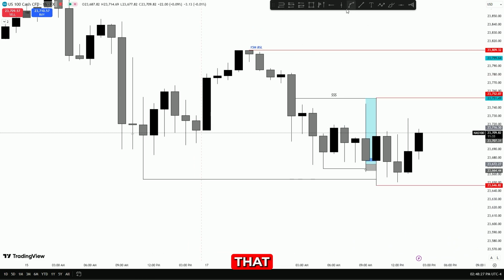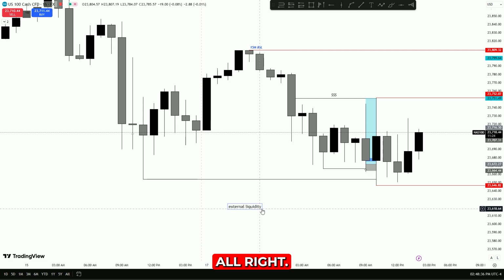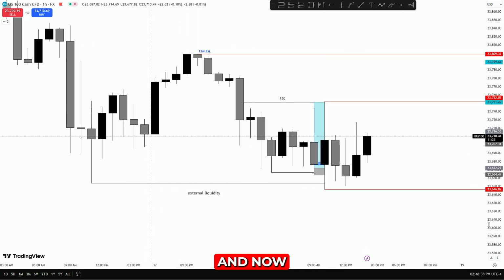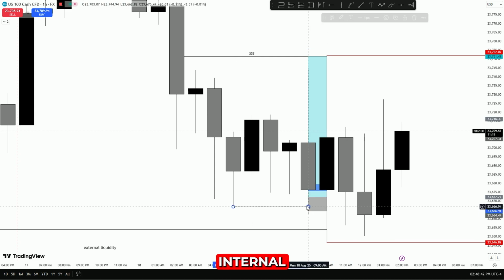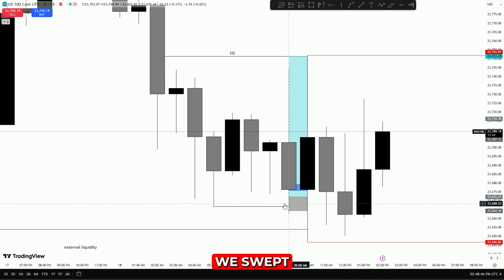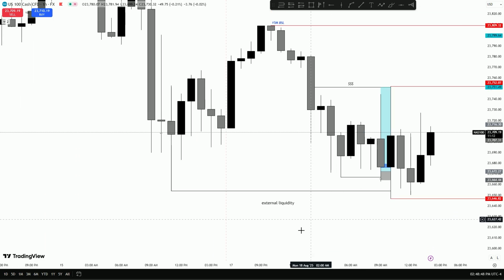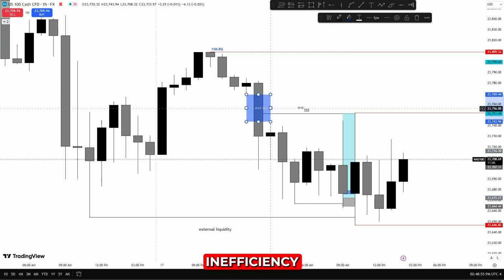Let me clear that. This is external liquidity. And this liquidity is the internal liquidity that we swept. As soon as we swept the internal liquidity of 15-minute, now I will show that we're gonna move towards some inefficiency, and here we got the inefficiency.